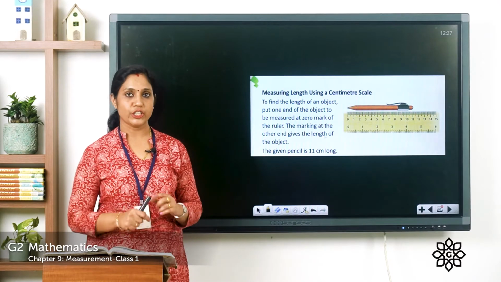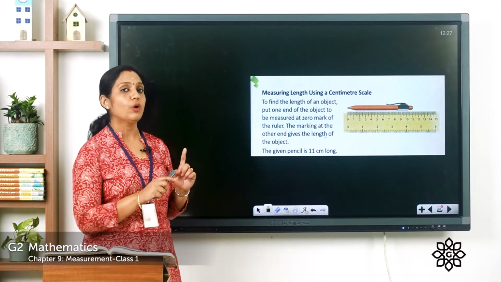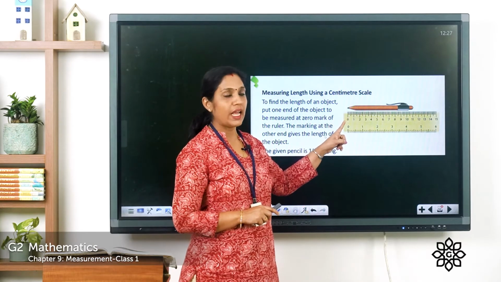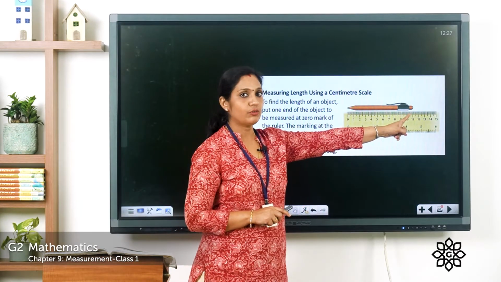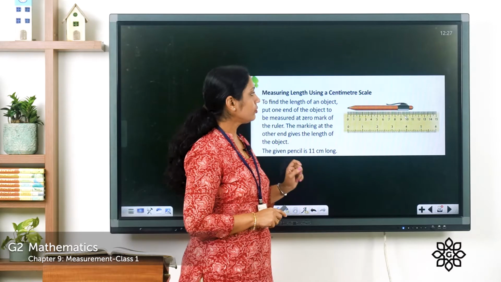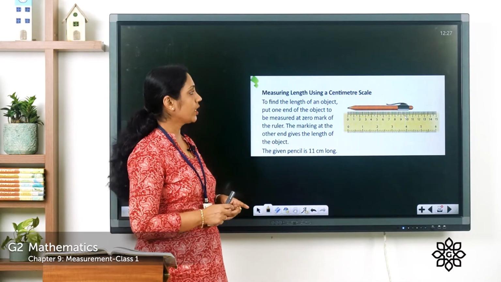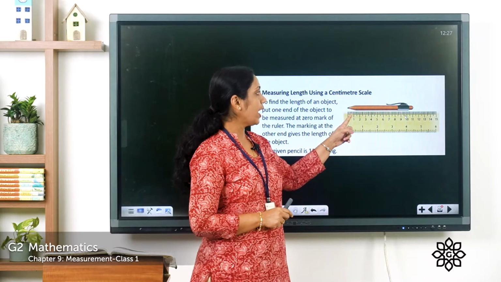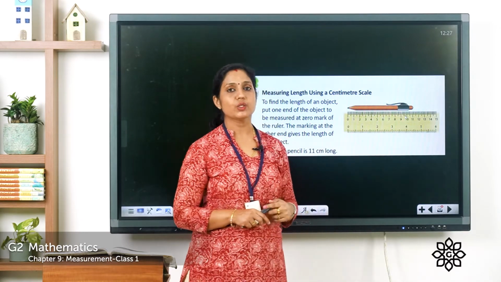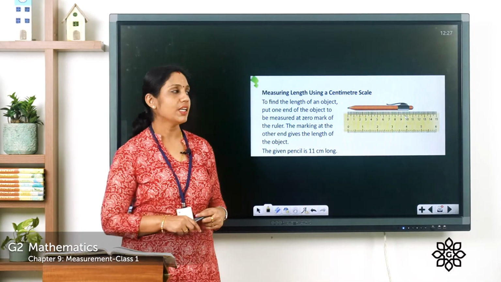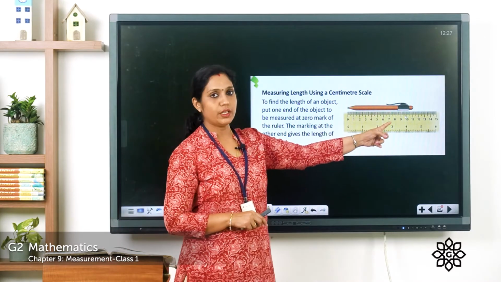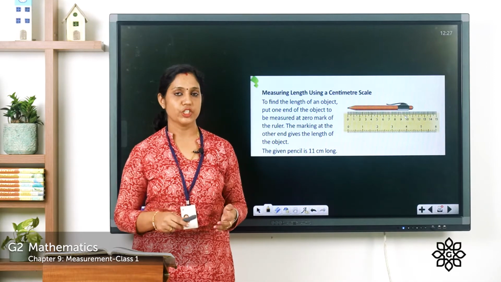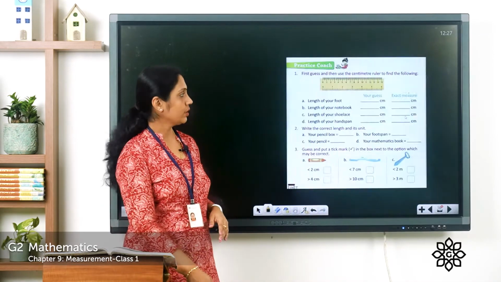So whenever you are measuring on the ruler, what you have to do? The one end you have to place near 0, and at the last end you see which number you get. That is the answer. Here you can see that the tip of the pencil is placed near 0 and it reaches till 11. So what is the length of this pencil? It is 11 centimeters. So the pencil is 11 centimeters long. This is how we measure on a ruler.